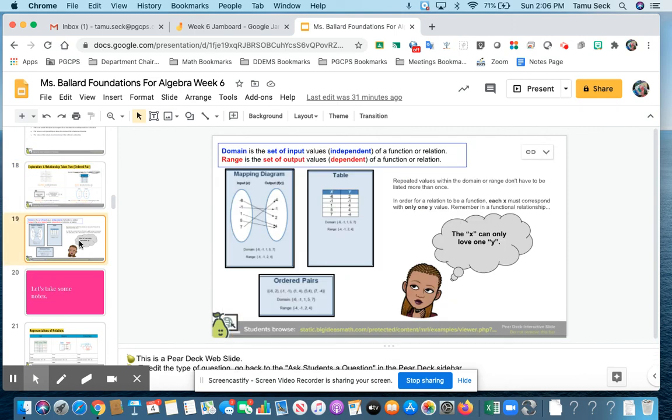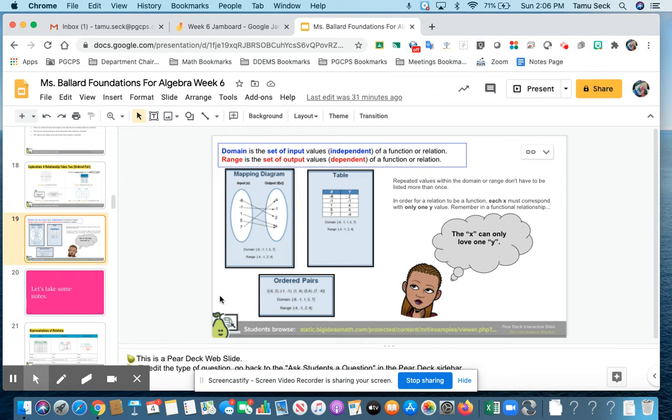Okay. Today we're going to learn two new vocabulary words. The new vocabulary words are domain and range. The domain is the set of input values, the independent variable of a function or relation, and the range is a set of output values, the dependent variable of a function or relation.